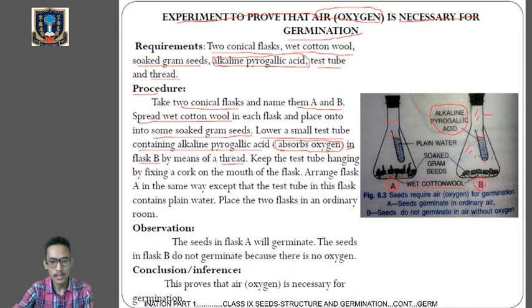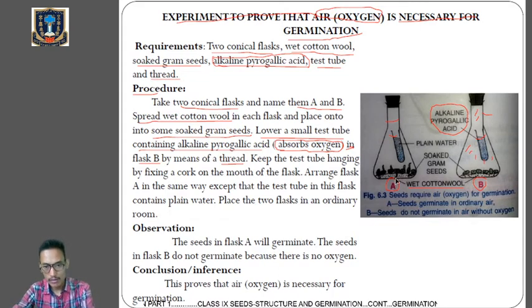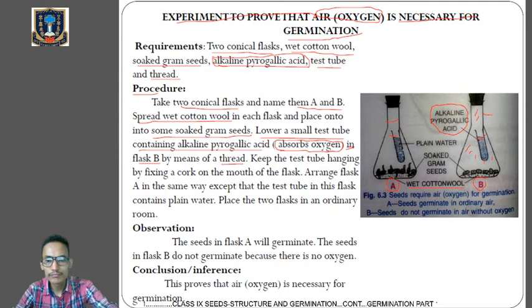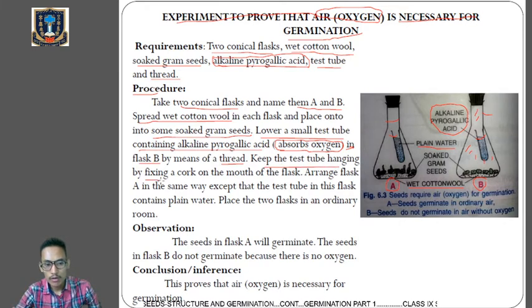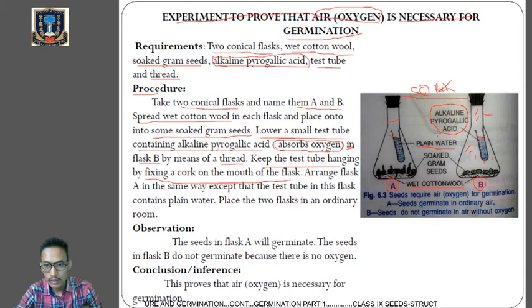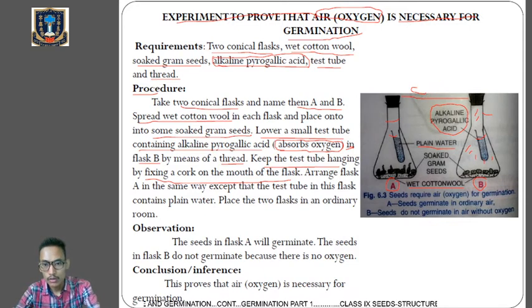Similarly, in conical flask A also, we'll put the test tube, but this test tube contains plain water. Clear? So instead of alkaline pyrogallic acid, the test tube in the conical flask will contain plain water. Keep the test tube hanging by fixing a cork on the mouth of the flask. So this one is the cork. You can see over here the black color in both the conical flasks. These are the corks.